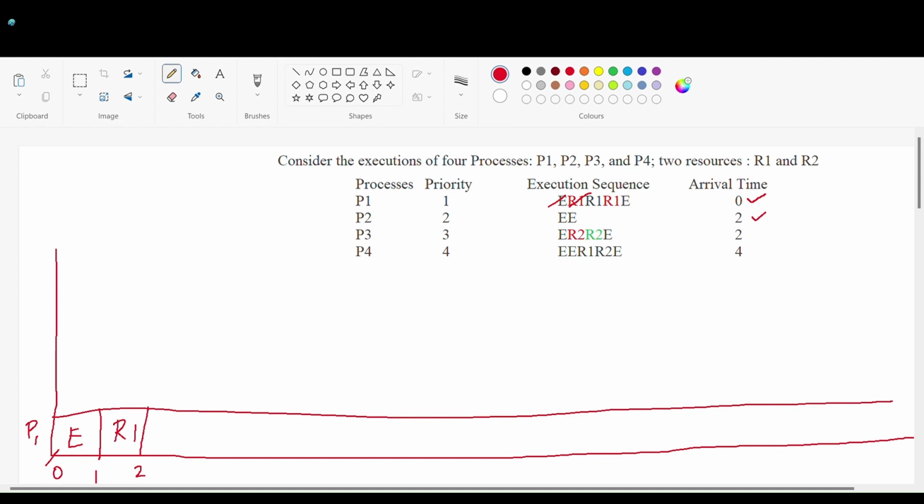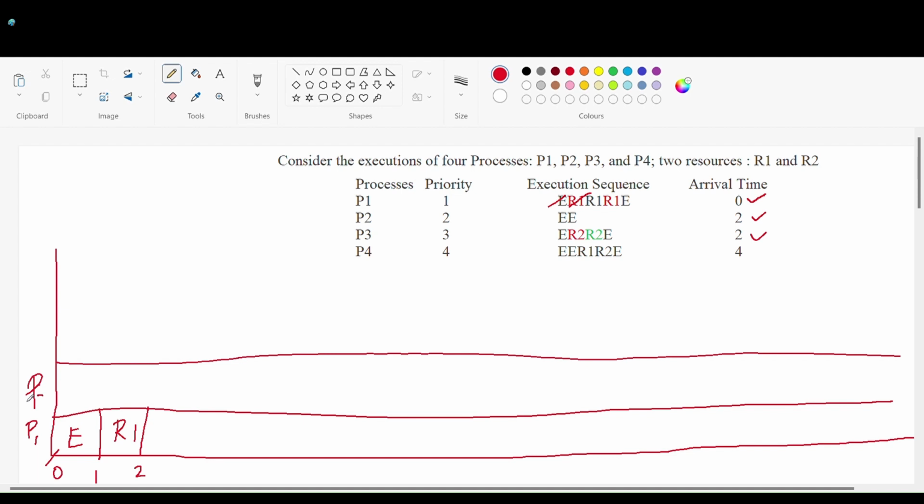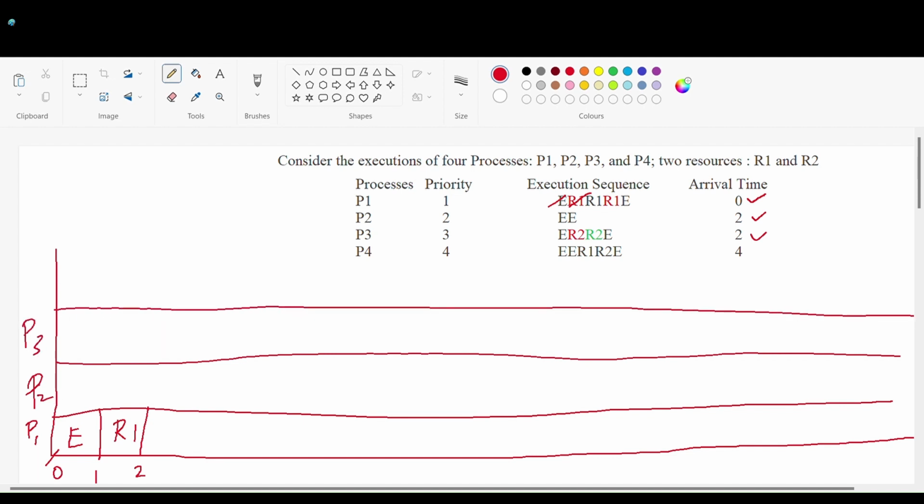Now at 2, two new processes entered into the system, clear? So three processes are available in the system: P1, P2 and P3. P3 has high priority, so P3 will execute first. This is P2 and this is P3. P3 will start to execute at 2, from 2 to 3.